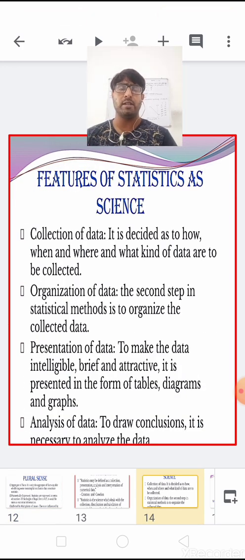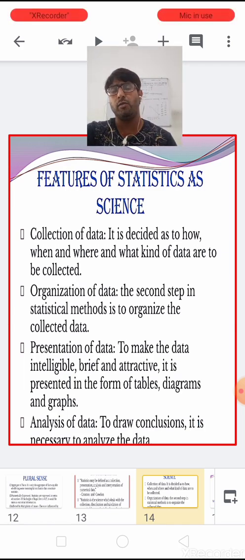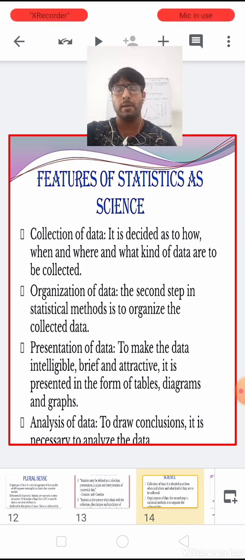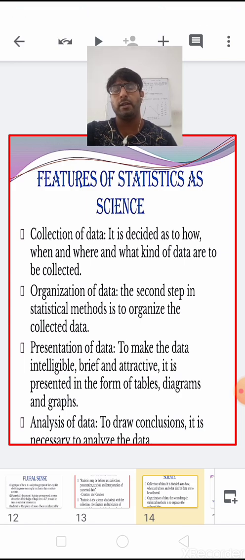Now, what are the features of statistics as a science? The first one is collection of data. It is decided how, when, where and what kind of data are to be collected. This is the first feature of statistics as a science. Second is organization of data. The second step in statistical methods is to organize the data that is collected. Third is presentation of data.